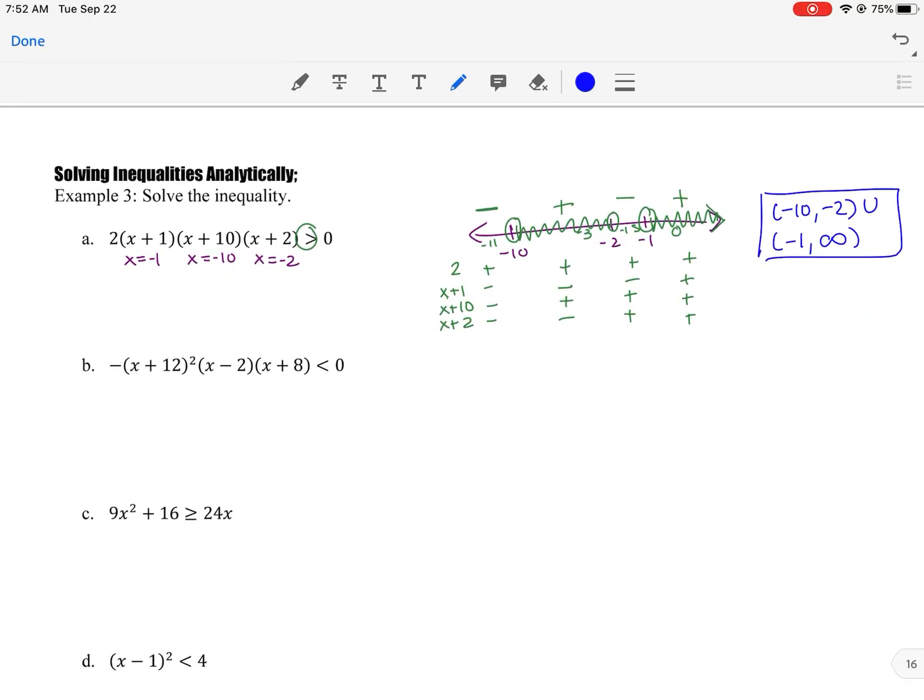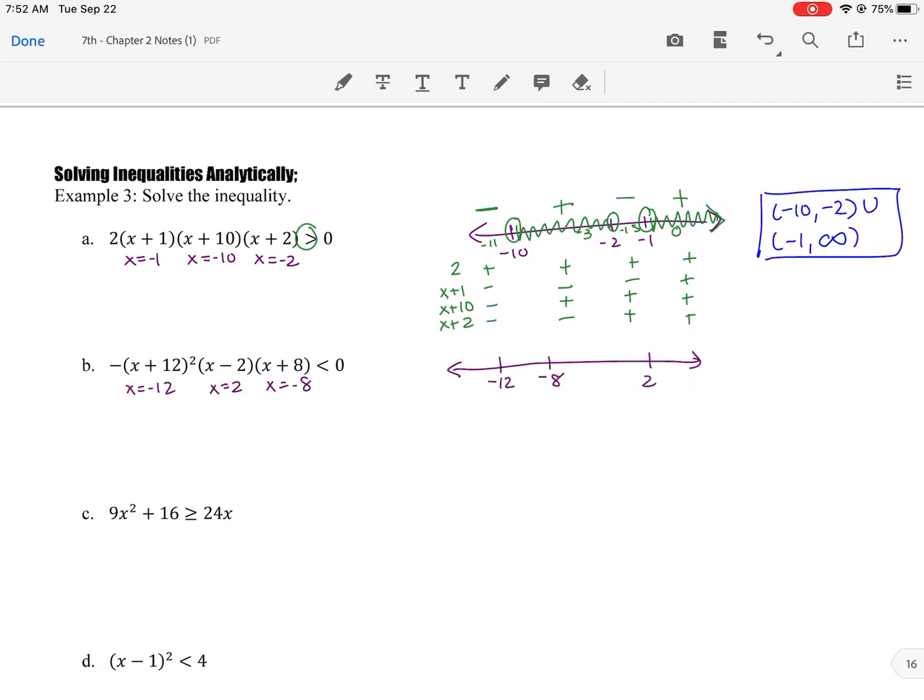Okay, let's look at the next one. So on this next one, let's look at our x values. X equals -12, x equals 2, x equals -8. Okay, -12, we've got a -8, and I got a +2. So I usually do write the factors here.